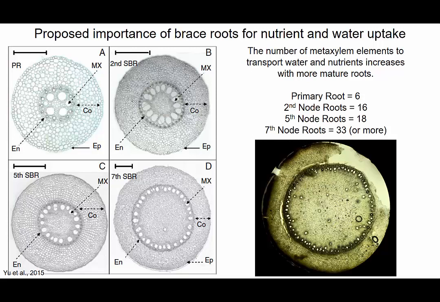So this is basically, if you think about it, a plumbing problem. The more pipes you have, the more ability you have to move water. And this is why brace roots are proposed to be really important for that late stage nutrient and water acquisition.